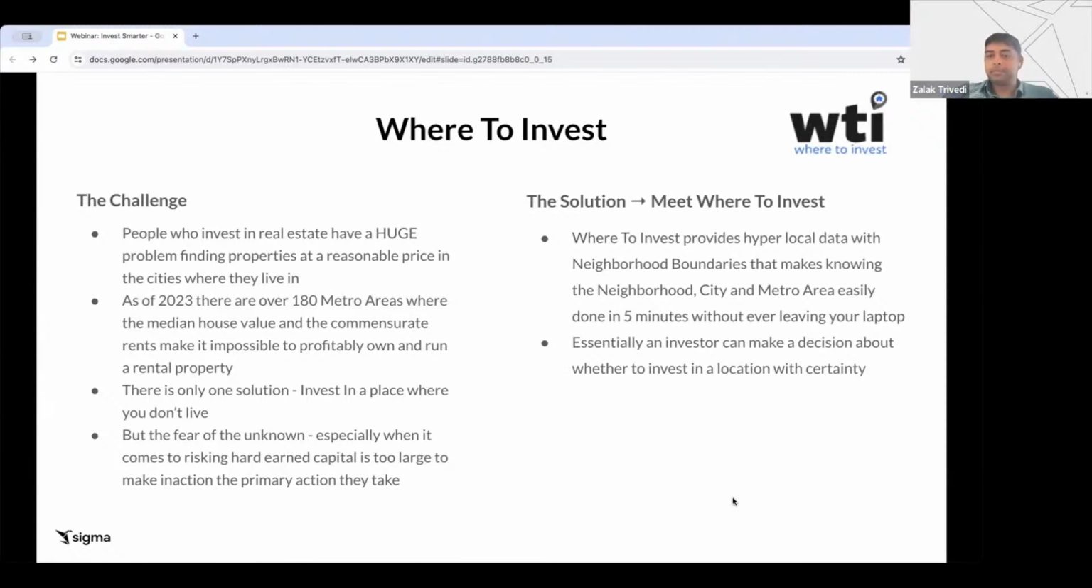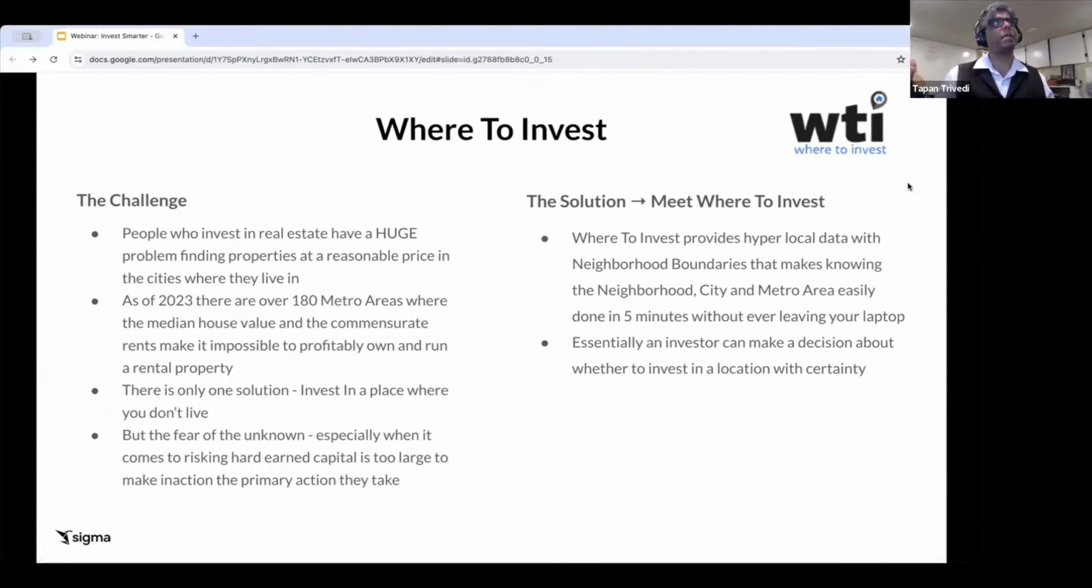But what's happened in recent times, and I mean in the last 3 to 4 years, is that people in over 180 metros are finding it impossible to find anything in the city that they live in at a reasonable price or someplace where it'll cash flow, right? Because the property values have gone up tremendously, however, the rents haven't caught up with that.